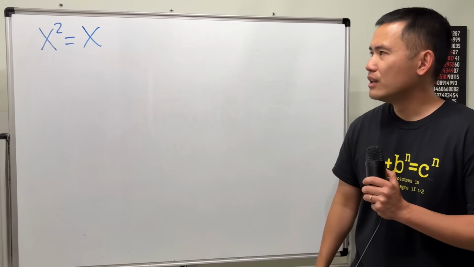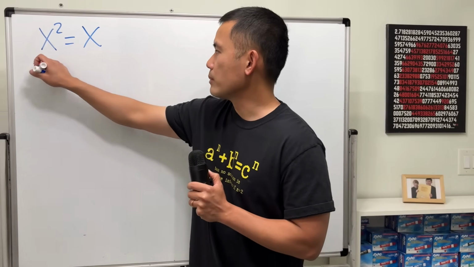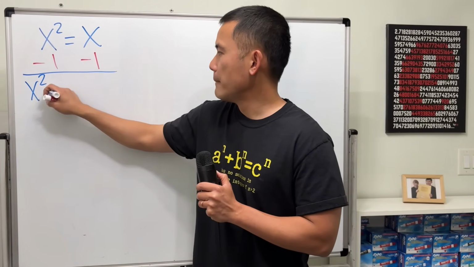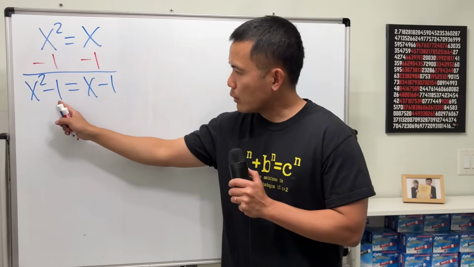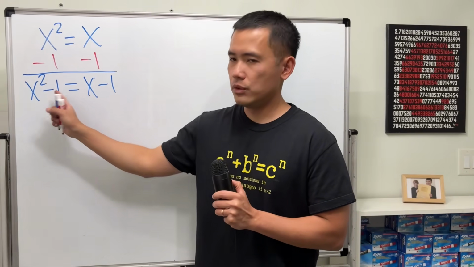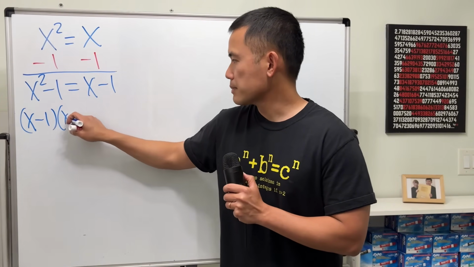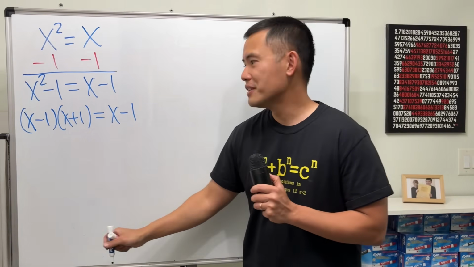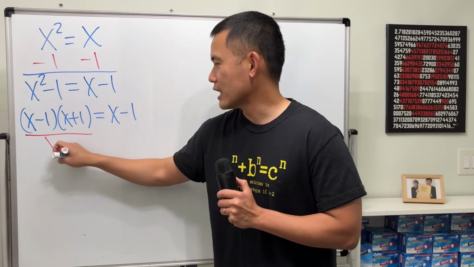Let's have a look. Starting with x squared is equal to x, I'm going to subtract 1 from both sides first. And we get x squared minus 1 is equal to x minus 1. And I will factor the left hand side as a difference of two squares. And we will have x minus 1 times x plus 1, and that's equal to x minus 1. And now notice, we have x minus 1 on both sides. Let's go ahead and divide both sides by that.